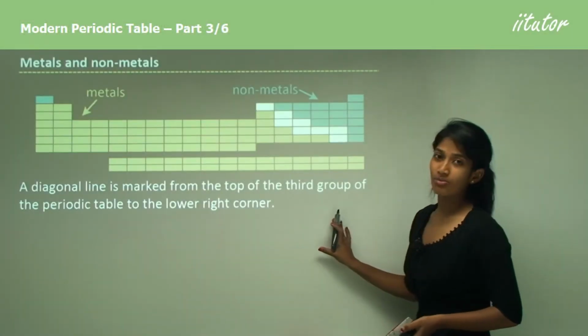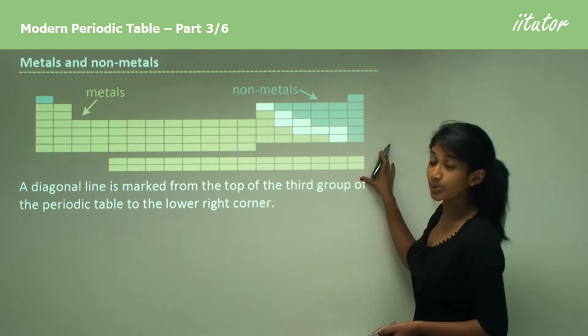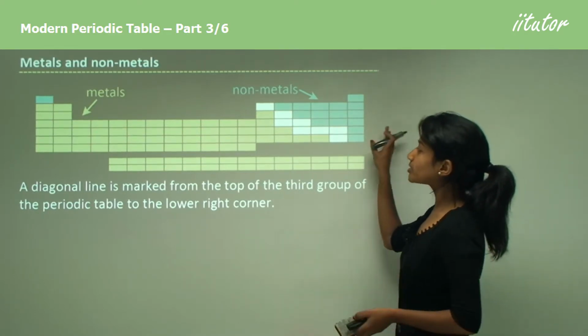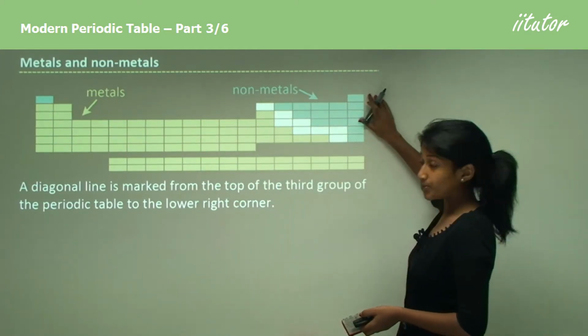Now, metals and non-metals. If you look at this, this is what your periodic table will look like. We have non-metals and metals. Metals are the ones in yellow and non-metals are in blue.